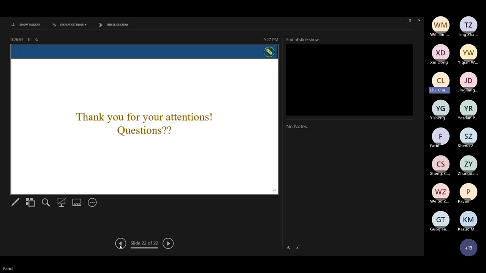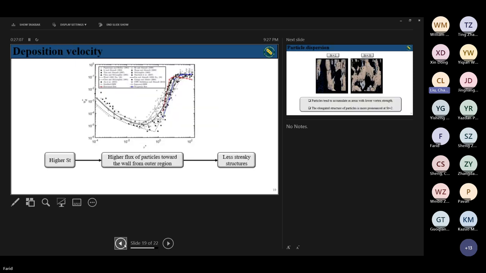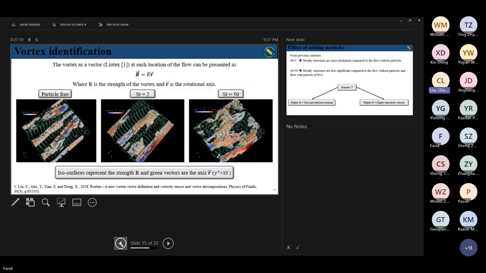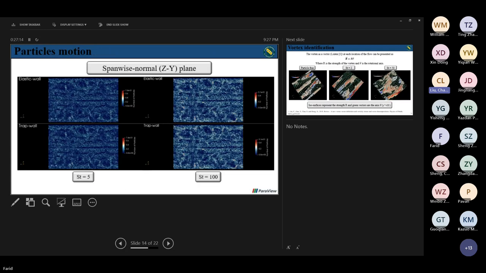It sounds to me, it depends on your Stokes number. So you say the Stokes number is small. It looks like the particle moving is mainly influenced by the vortex. So your particle track is the vortex structure, it seems to me. When your Stokes number is higher, then you're not sure if the particle track is the vortex structure or not, right?